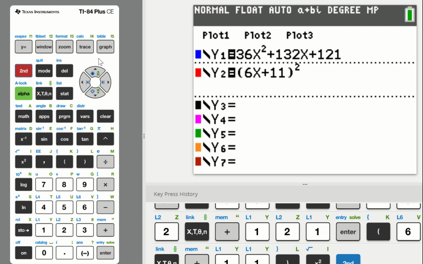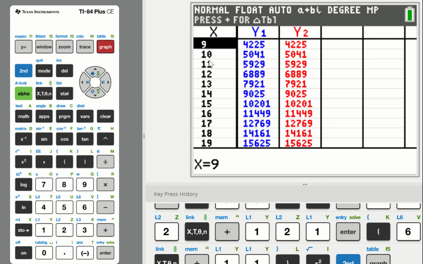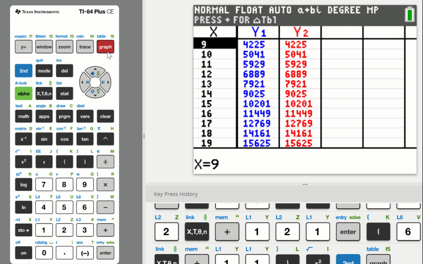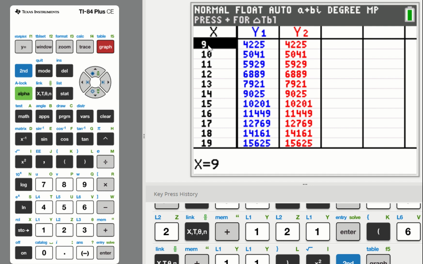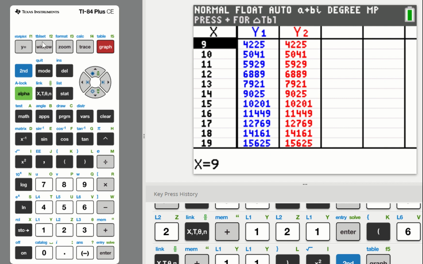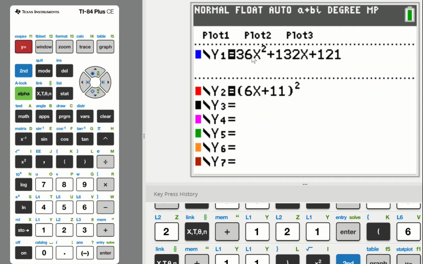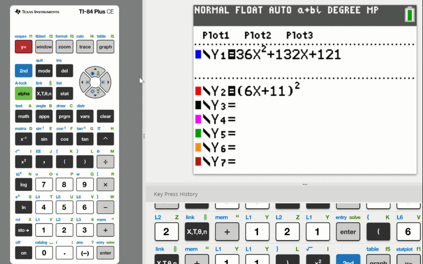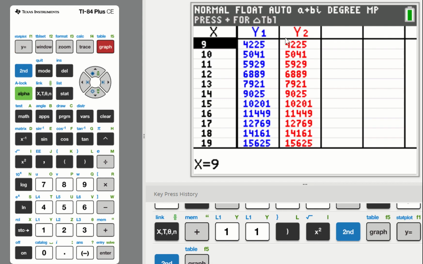And then I'm going to go to my table. If these are truly equivalent, then all of the numbers should be the same, and they are. And so that's how I know I'm right, is that for every x value, the y values are the same. So those expressions are identical. So again, you can type your original expression into your y equals. You can type your factored expression into your y equals. Go to your table, and then you can check to make sure that all the numbers line up.